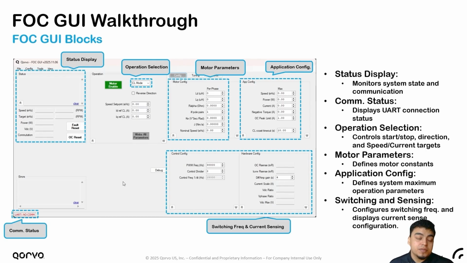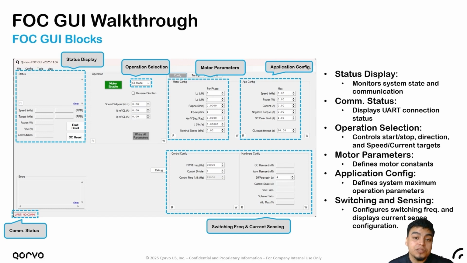Next is the comp status. This shows you your UART communication status. You can confirm if the target is responding based on this. Then you have your switching frequency and current sensing. This is where you configure your switching and control frequency settings and also confirm what current sensing configuration the firmware is using.